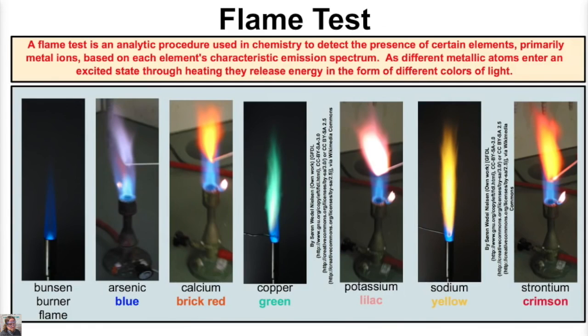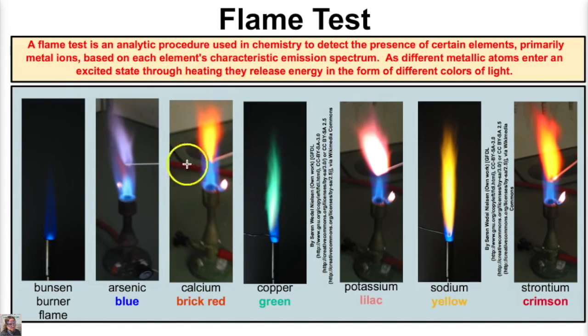Okay, so knowing that atoms can emit energy in the form of light, and knowing that that energy can come in different amounts, high energy or low energy, what scientists or chemists can do, and you've probably seen this in your chemistry class, is a flame test. A flame test is an analytical procedure used in chemistry to detect the presence of certain elements, primarily metal ions.